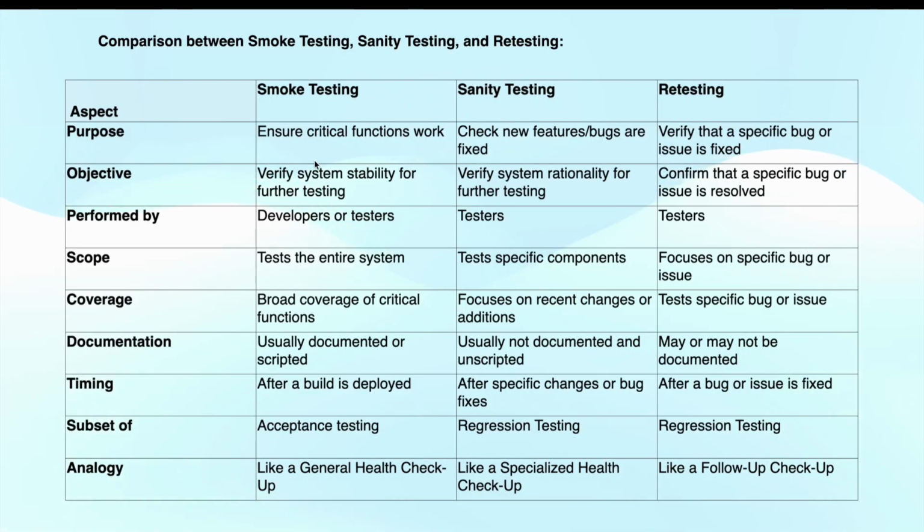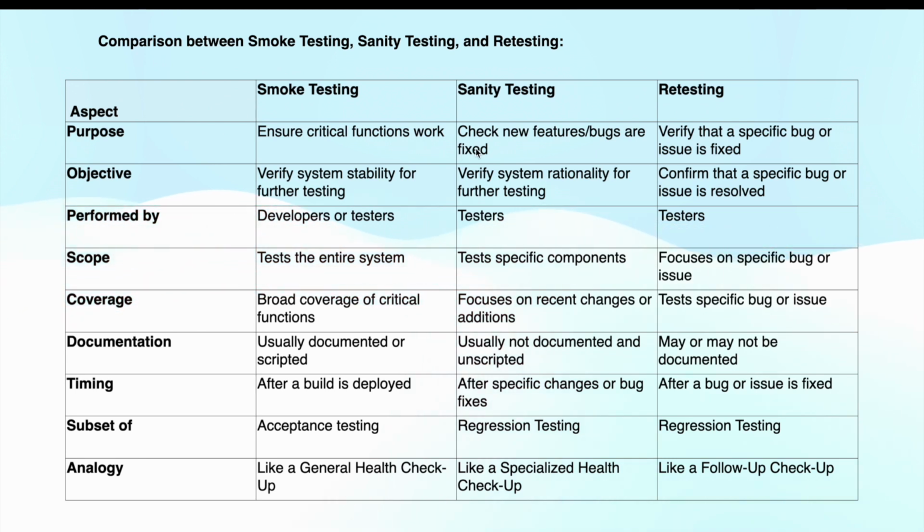So this is a very important topic: the difference between smoke testing, sanity testing and retesting. So first, we will see what is the purpose of these three. The purpose of smoke testing is to quickly determine whether the critical functions of the software are working. It helps to identify major issues that could prevent further testing.